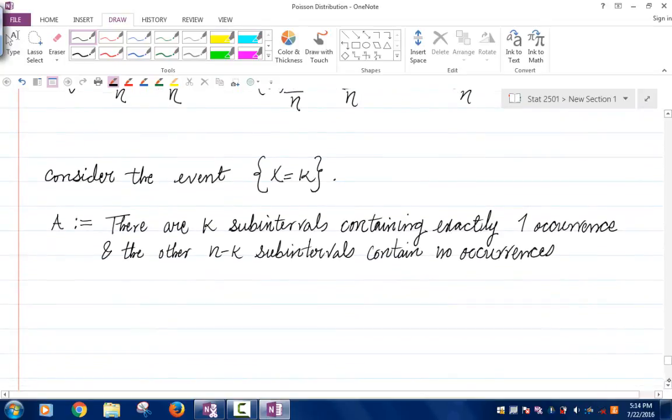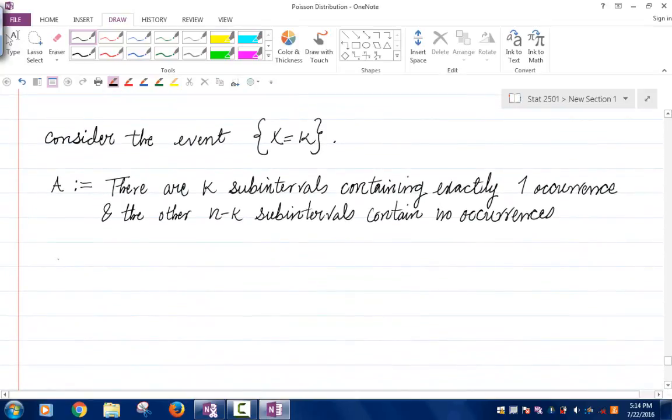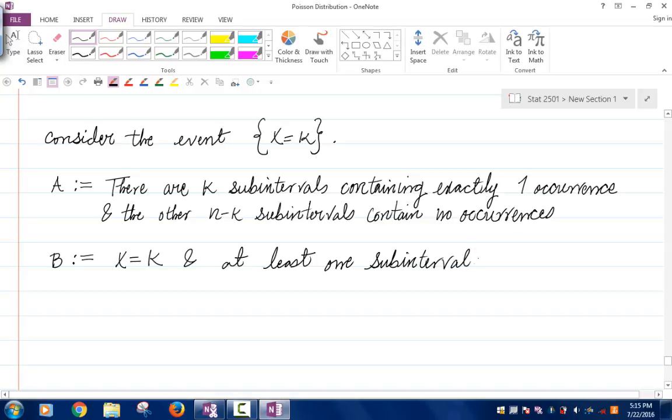Okay, and the other possibility, if there are k occurrences, is that there might be a subinterval containing two or more. So let B be the event that there are k occurrences and at least one subinterval contains two or more occurrences.